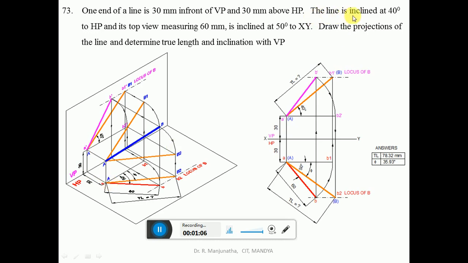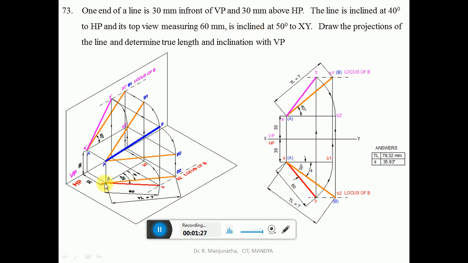And then he says the line is inclined at 40 degrees to HP. The line is inclined at 40 degrees to HP means he has given the true inclination with respect to HP, which is seen in VP. And its top view measuring 60 mm is inclined at 50 degrees to the XY line. So he has given the apparent length in the top view and also its inclination.